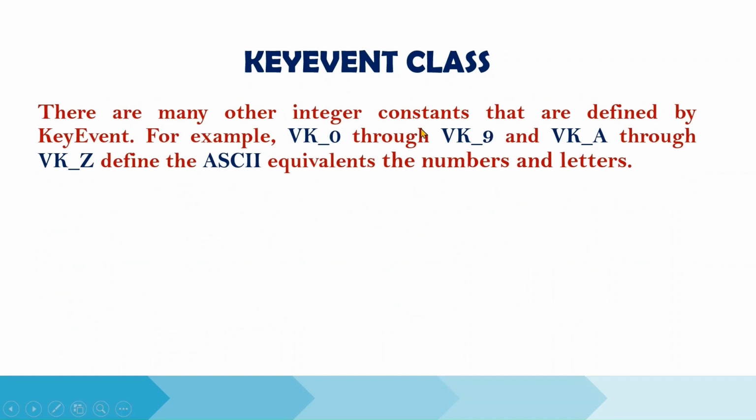Now there are many other integer constants apart from these three that are defined by the KeyEvent class. For example, VK_0 through VK_9. On the keyboard you have 0 to 9 digits, and capital A to capital Z characters. VK stands for virtual key code. So for every number 0 to 9 as well as capital A to capital Z, there is a virtual key code assigned, which defines the ASCII equivalents for the numbers as well as the letters.